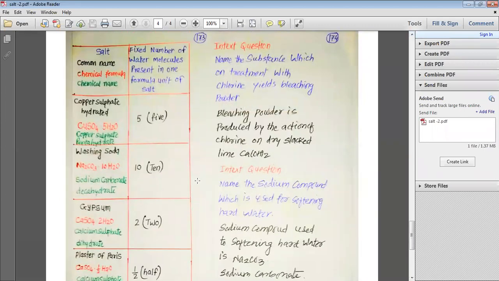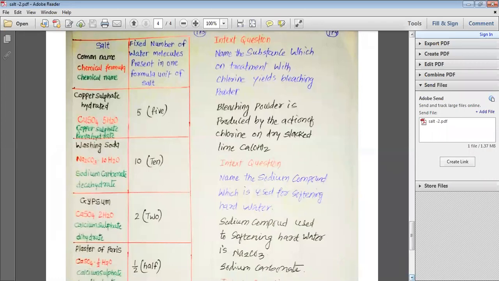Same way we will look at the next one. We have washing soda. The chemical formula for washing soda is Na2CO3·10H2O. The chemical name is sodium carbonate decahydrate. And for each formula unit of sodium carbonate, there are 10 molecules of water present in the formula. So water of crystallization is 10 water molecules.